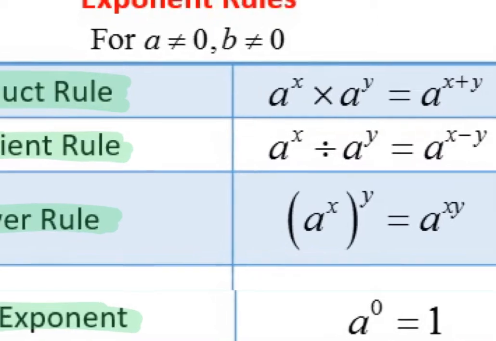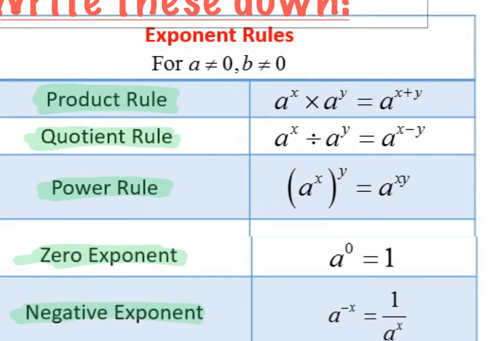Alright, for the product rule, we'll just review real quick. Make sure that you notice that we have a as my base, and notice that when we do our product rule, my base is still the same. So your base should never be changing. You should never be multiplying the bases. You should never be doing anything to the bases. They stay the same. The only thing that changes is our exponents. So right here, a to the x times a to the y is equal to a to the x plus y. Okay? So make sure we know that.